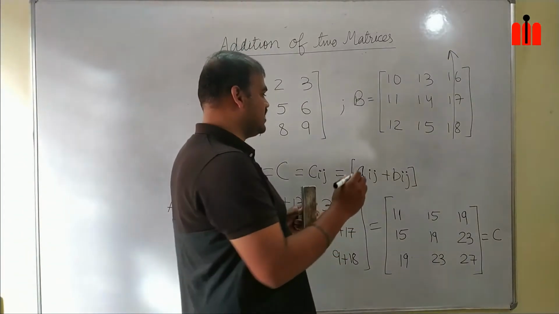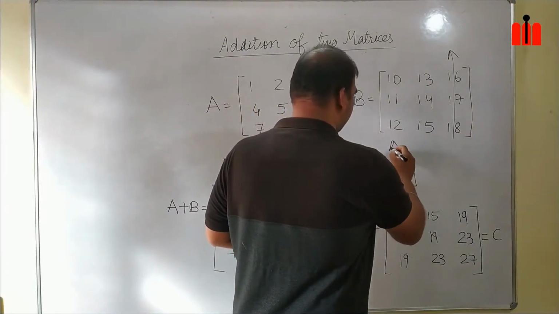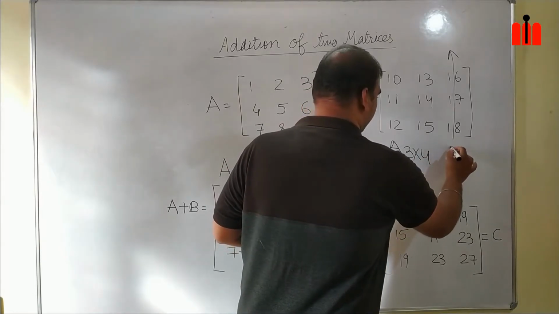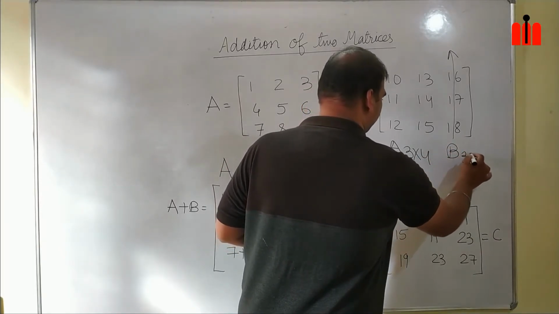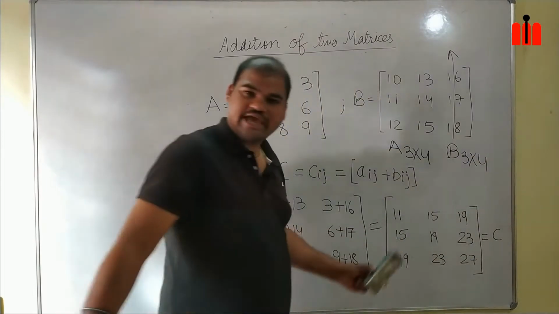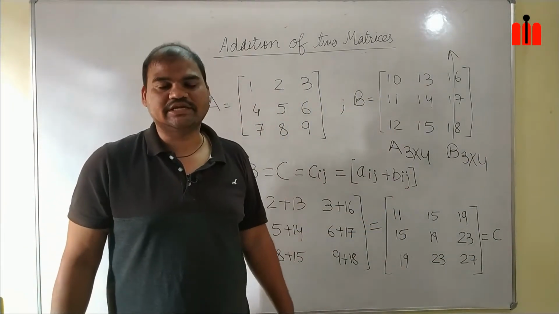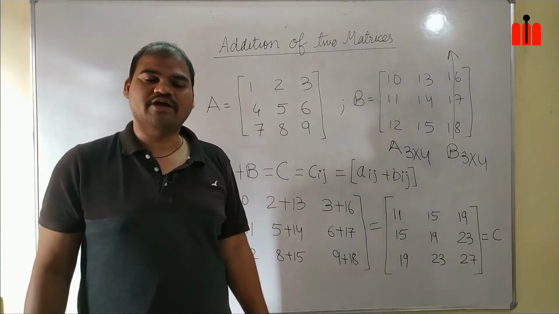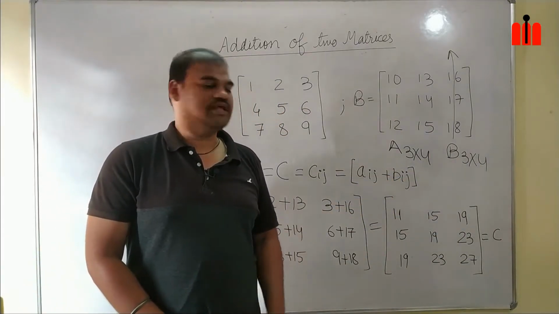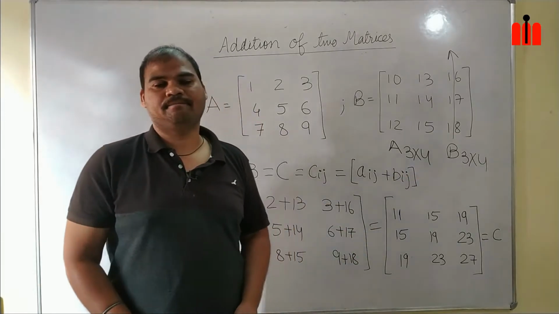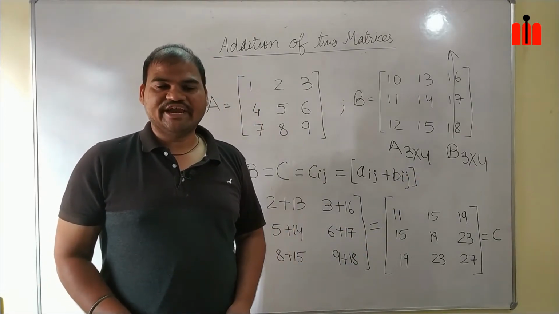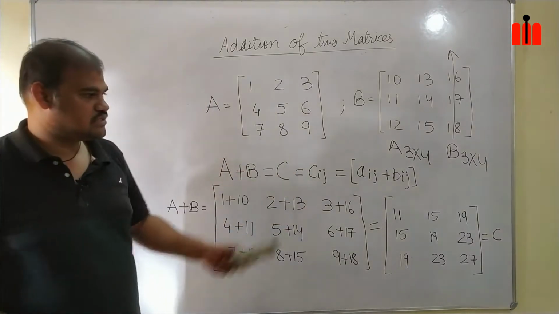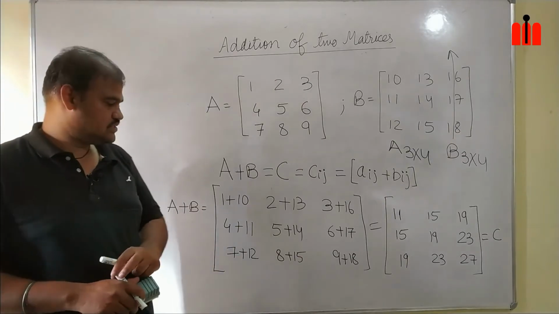So let's have an example. If the order of A is 3 by 4 and the order of B is also 3 by 4, can it be added? Yes, it can be added, because both have the same order, 3 by 4 and 3 by 4. That's why they can be added. Are you getting it? Okay. So this is what addition is.